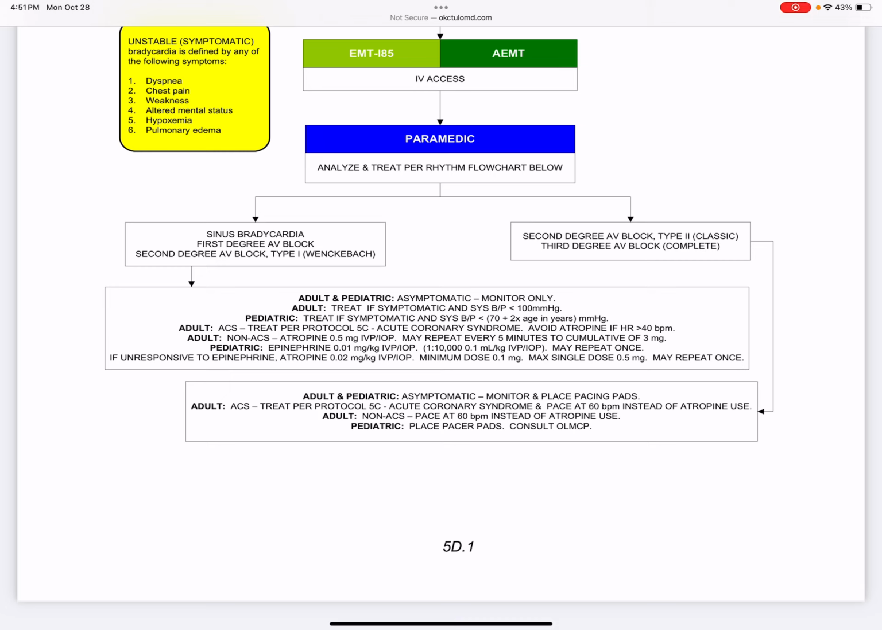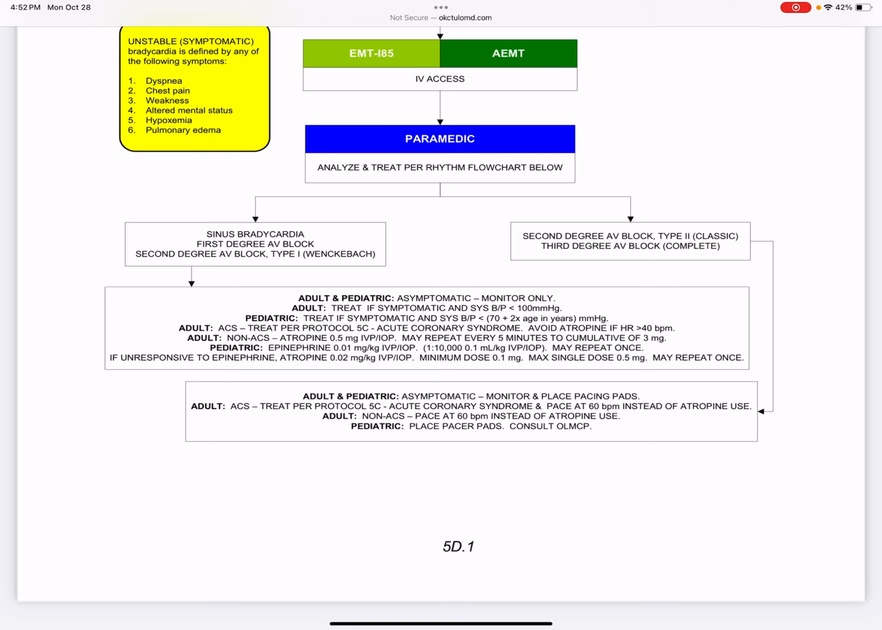So for adults in ACS, treat per protocol 5C, acute coronary syndrome, and avoid atropine if the heart rate is greater than 40 beats per minute. So if it's ACS and your heart rate is above 40 beats per minute, we will avoid atropine, because we don't need to give atropine for that heart rate. Now, if you go down one line, it says for non-ACS, atropine can be given at 0.5 milligrams IV push, IO push, and you can repeat every 5 minutes to a cumulative of 3 milligrams. So don't give any more than 3 milligrams of atropine.